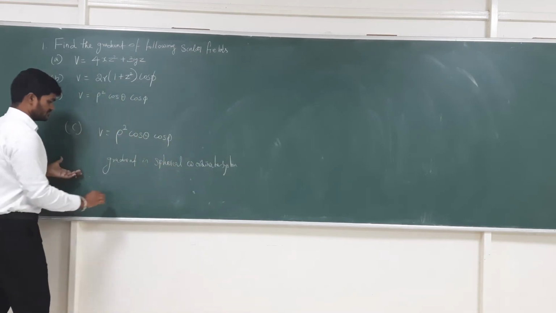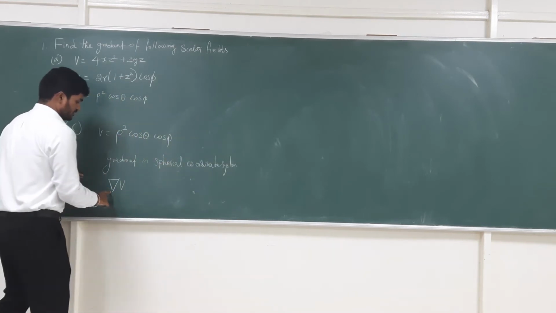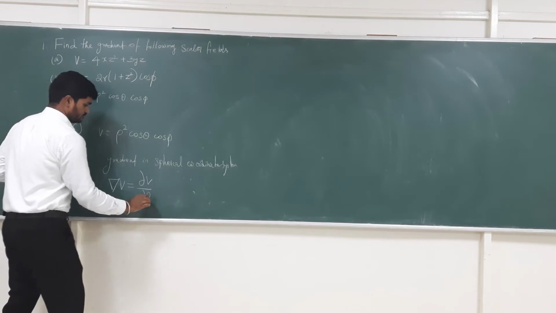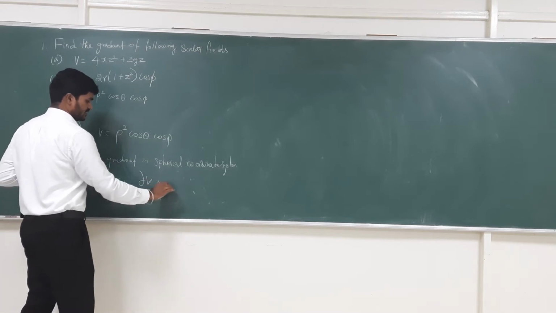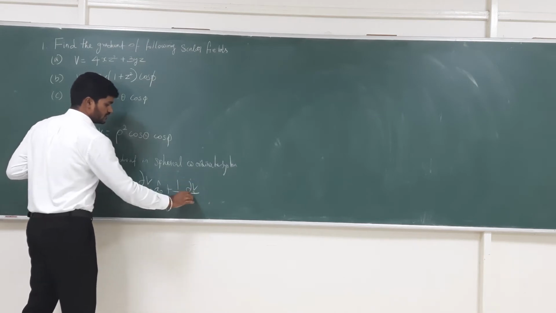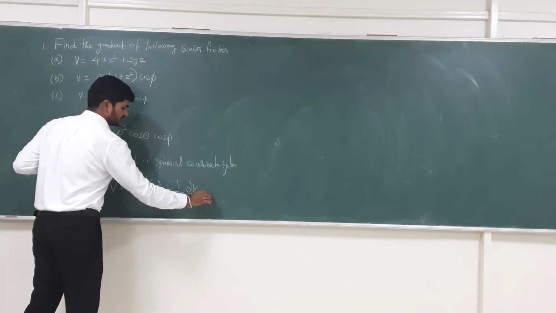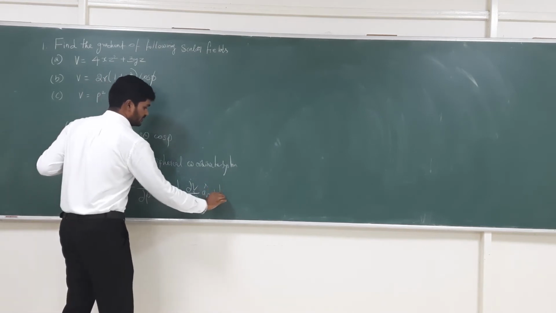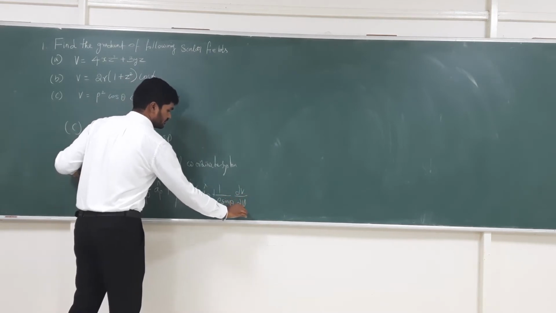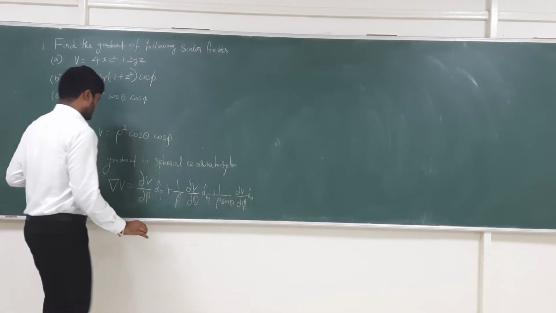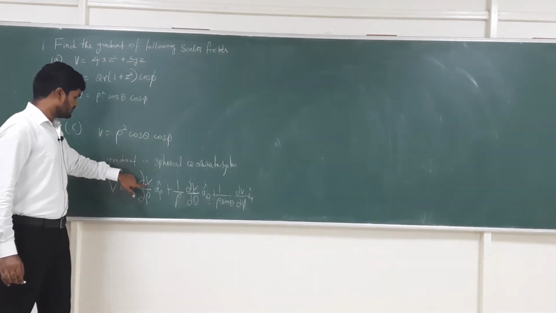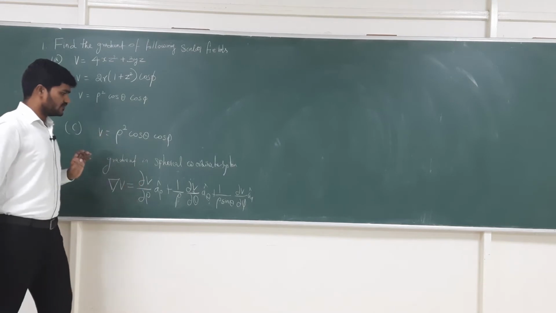So the gradient in spherical coordinate system, del v is equal to ∂v/∂ρ a_ρ cap plus 1/ρ ∂v/∂θ a_θ cap plus 1/(ρ sin θ) ∂v/∂φ a_φ cap. Okay, this is the formula of the gradient in spherical coordinate system. So now substitute the v value. This is the v value, substitute this value in this formula.